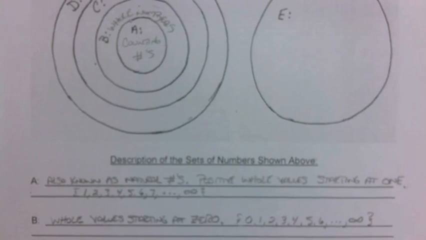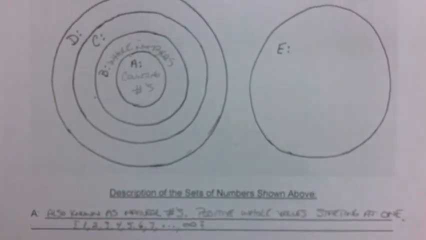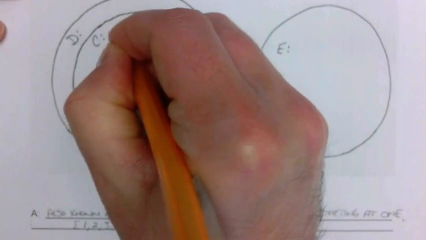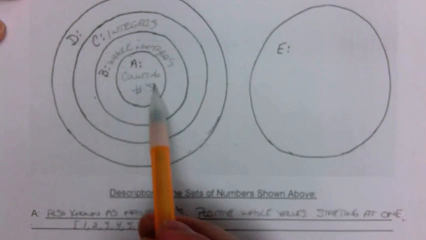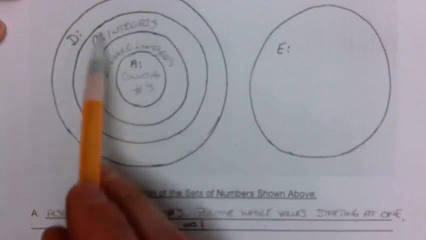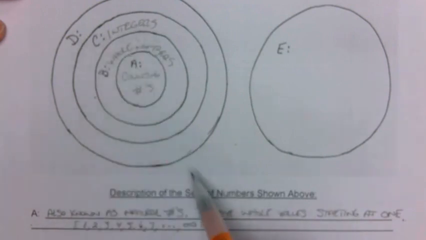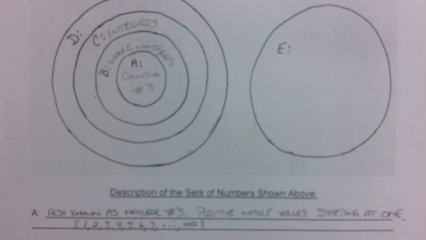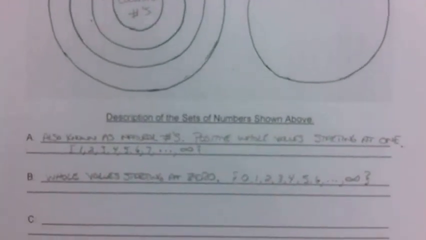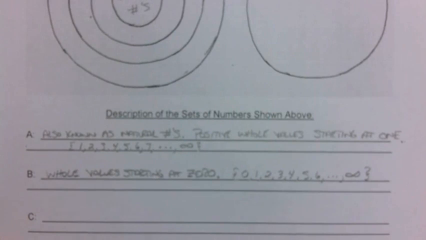All right. Next, letter C. This is going to be the group of numbers that we've discussed this year called integers. Again, notice that the circle of counting numbers and whole numbers is inside of the circle for integers. Counting numbers and whole numbers are also integers. Okay, so if we give our description of what the integers are here next to letter C, integers are positive whole values, which means the counting numbers.